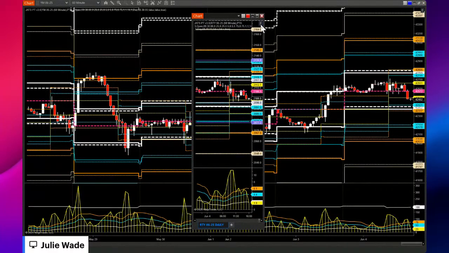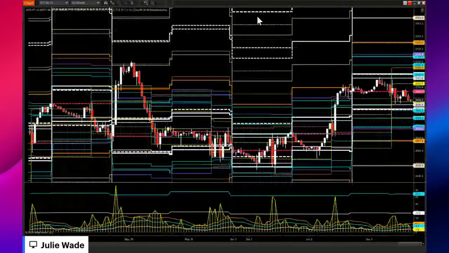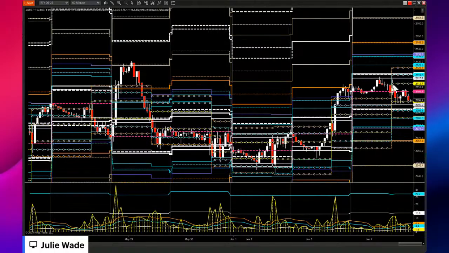And then here is the RTY. It stayed inside of its ones today also, even inside of the 1-hour IB, the yellow. We got a nice move on May 29th up to the 1.25% of the daily range.